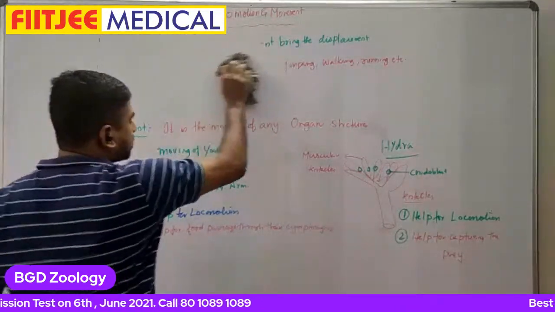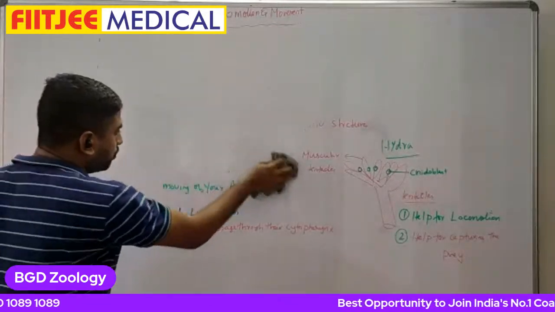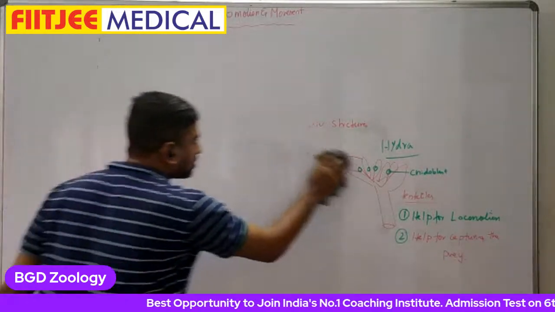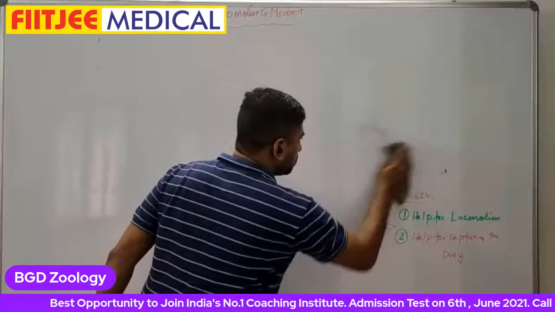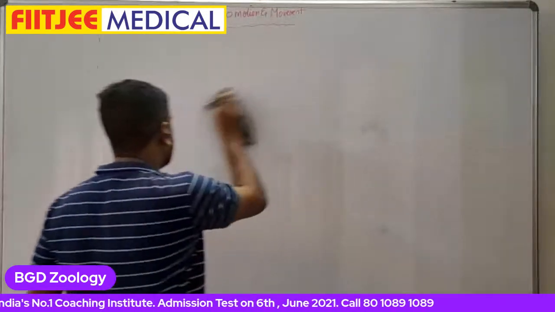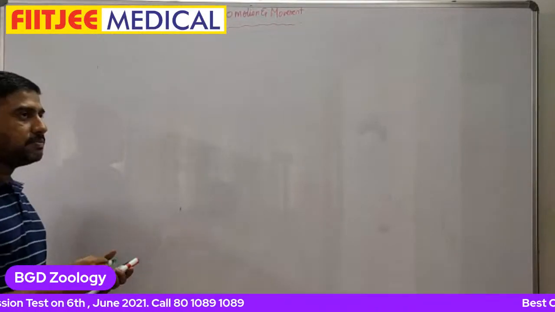Now what we are going to discuss next is: what are the different types of movements in the human body? That's what we are going to discuss next. So, what are the different types of movements in the human body? Everybody listen.